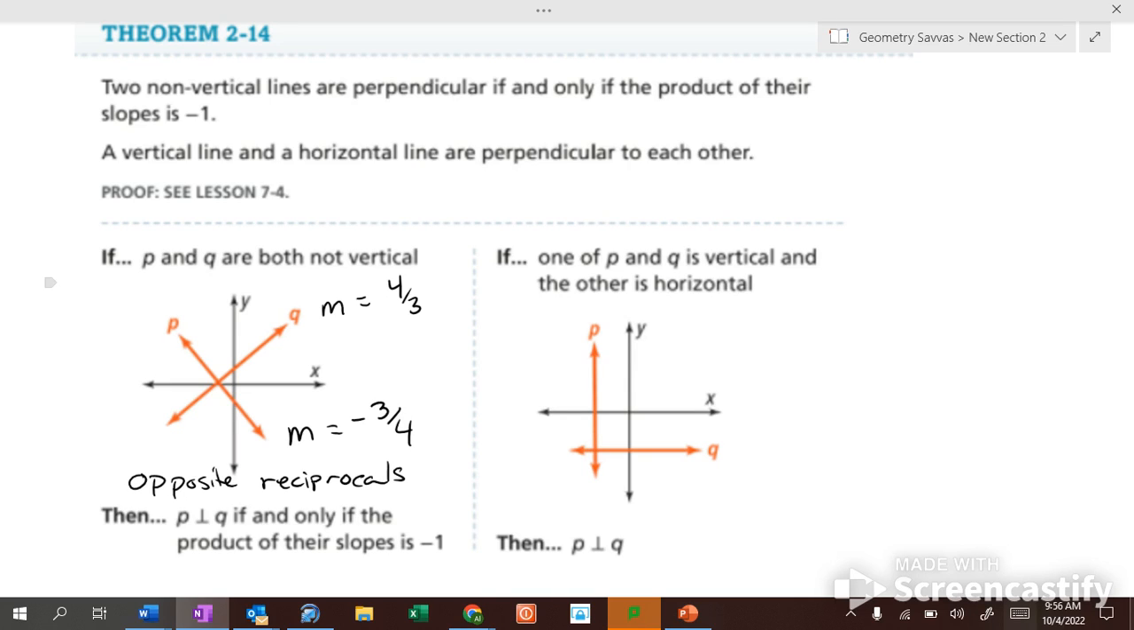The slopes are opposite reciprocals, or if they multiply to be -1, then they're perpendicular. Or if one is vertical and one is horizontal, then they're perpendicular, because you can't multiply the slope of undefined and 0 together to get -1. So if one is horizontal and one is vertical, then they're perpendicular. Otherwise, if their slopes are opposite reciprocals, or if you multiply their slopes to get -1, then they're perpendicular.